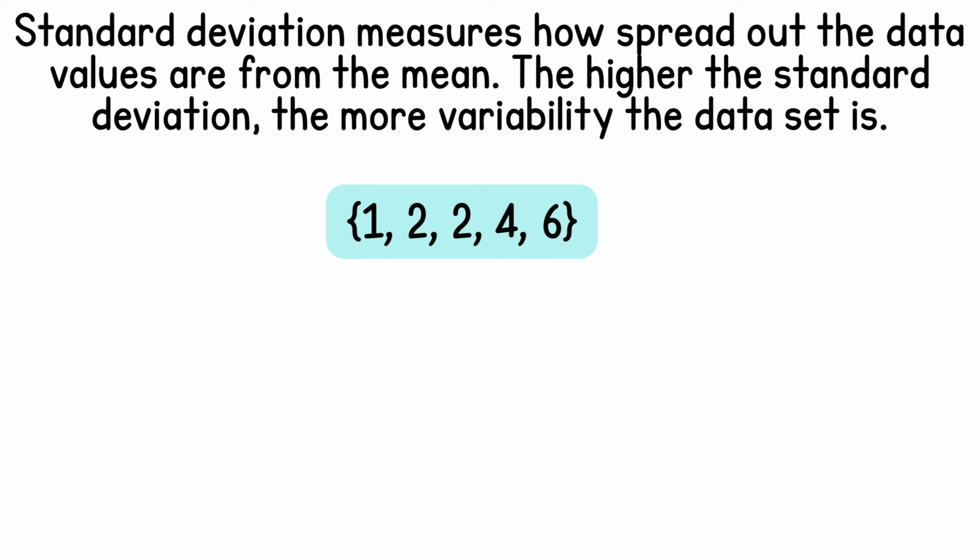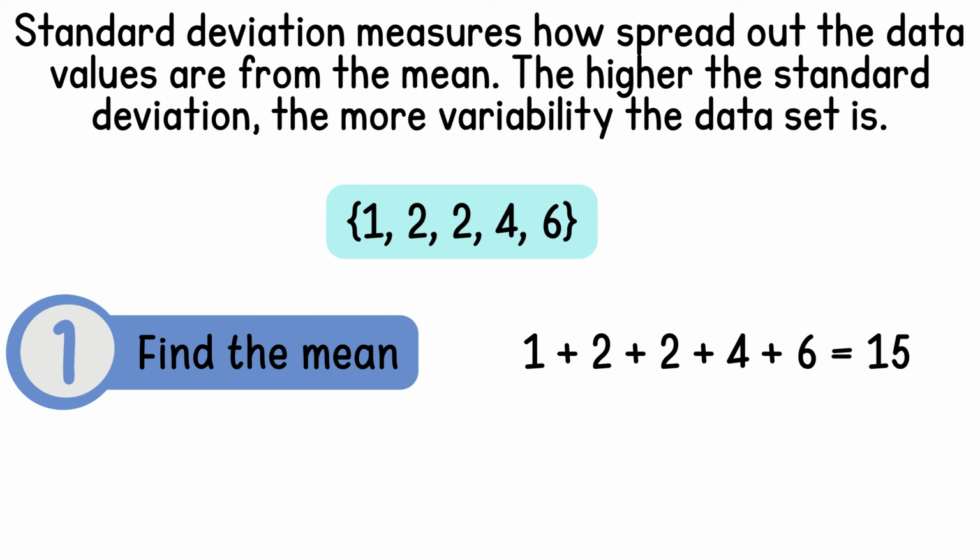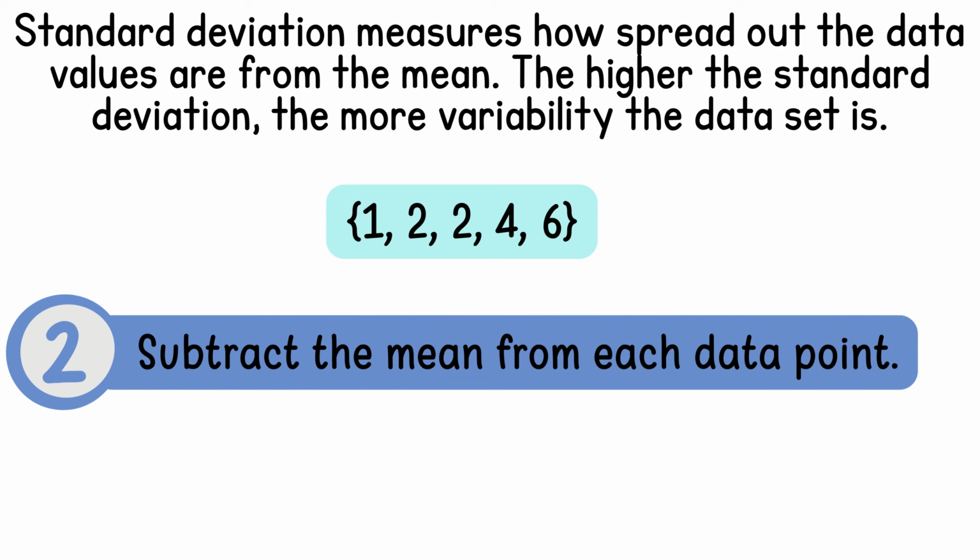Let's look at how to find the standard deviation with this set including the numbers 1, 2, 2, 4, and 6. First, we'll need to find the mean of the data. So we'll add up all of our numbers, giving us a total of 15. And then we'll divide that by the 5 numbers that are in the set, which gives us a mean of 3.